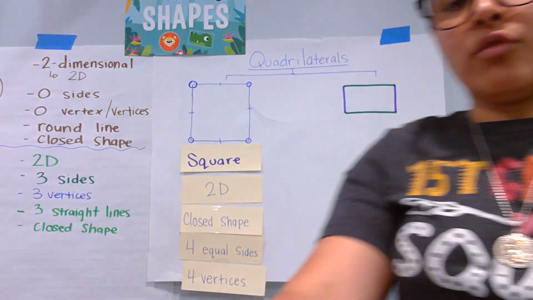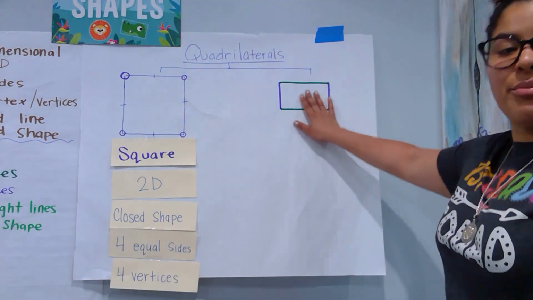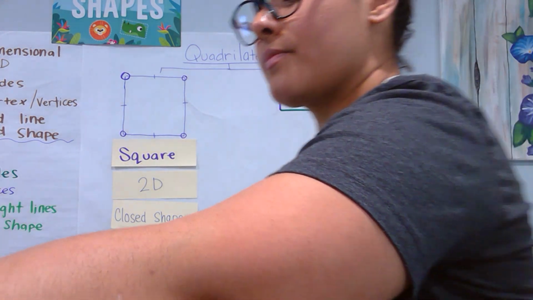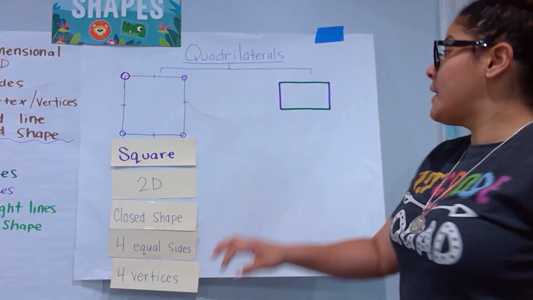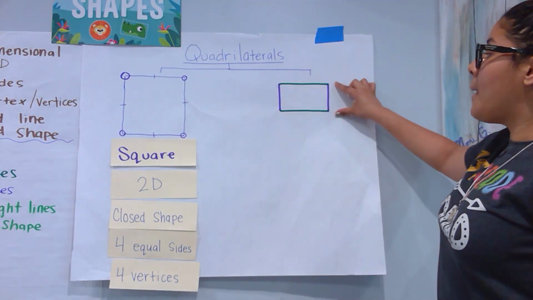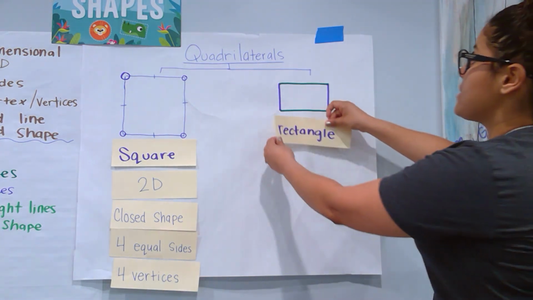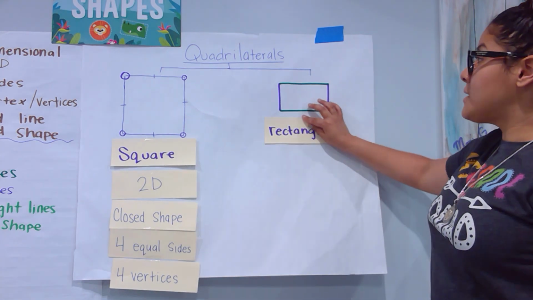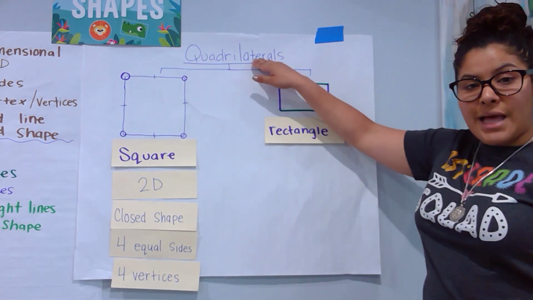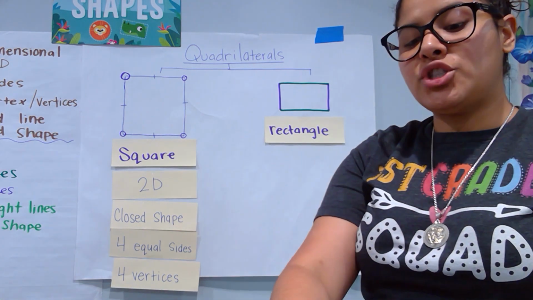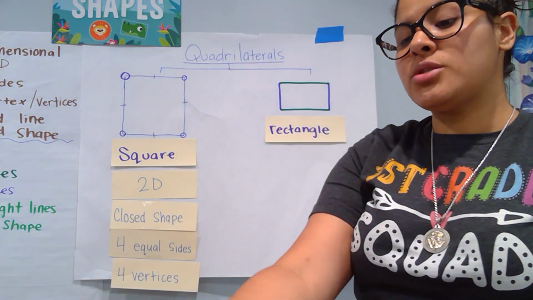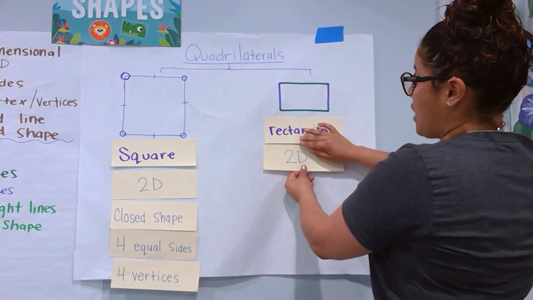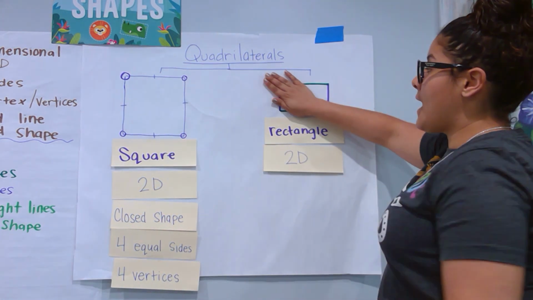Now we're going to move over and talk about this shape right here. This shape is very similar. It is like a square, but much longer. And it is called a rectangle. So a rectangle is also a quadrilateral. And just like all the shapes that we have been learning so far, a rectangle is a 2-dimensional shape. So it is nice and flat.